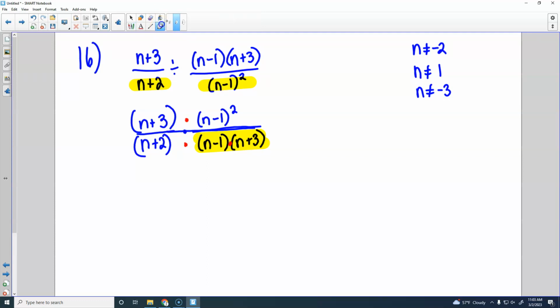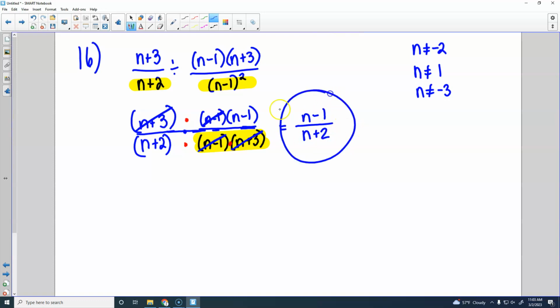You also may want to think of this n minus 1 squared as having n minus 1 times n minus 1. There's 2 of them. You don't necessarily have to rewrite it like I just did, but that's how you want to think of it. So you're going to cancel one of these n minus 1s, but not both. And then you could cancel this n plus 3 with this n plus 3 over here. So you will get n minus 1 over n plus 2, and that will be your answer.